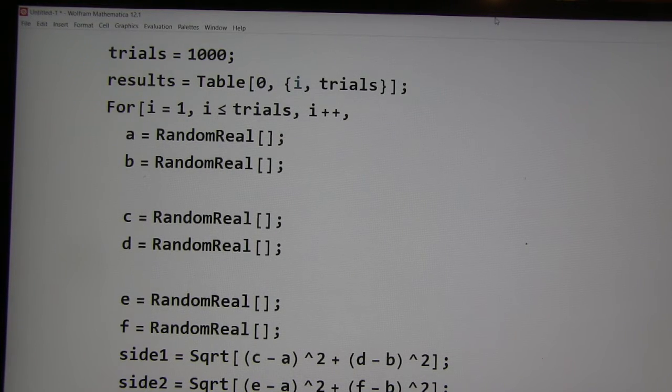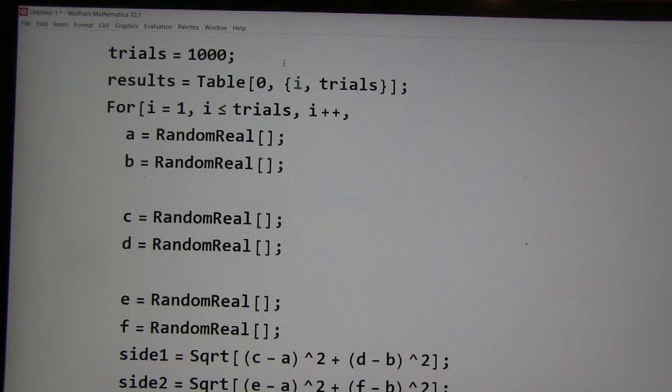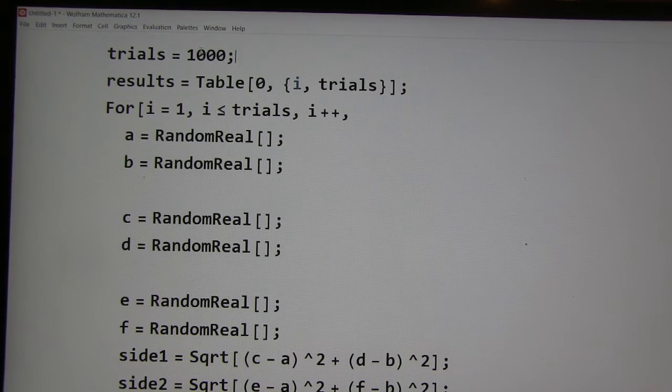Okay, so this trials variable is how many runs of this program we're doing, how many 3 points we're picking, and then finding the area of that circle. Okay. Results puts the results from the 1,000 trials into this table. And the for loop is going to loop 1,000 times.